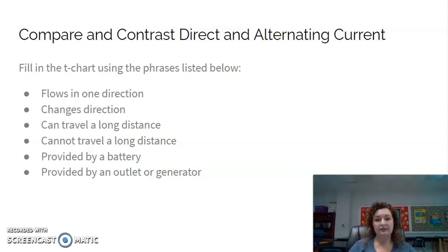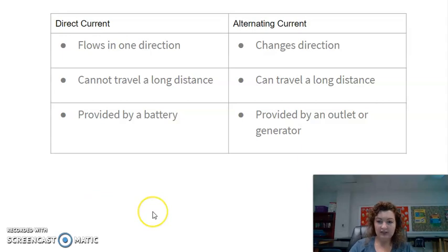The first one is direct and alternating current. So I want you to think of a wire and the electrons flowing. You're asked to put these into a T-chart. So I made you a T-chart and we're going to discuss each one. Direct current means that all of your current is going to flow in one direction in the wire itself, okay? It cannot travel a very long distance. So these are going to be for places that are within close proximity, right? And they're usually provided by a battery source.